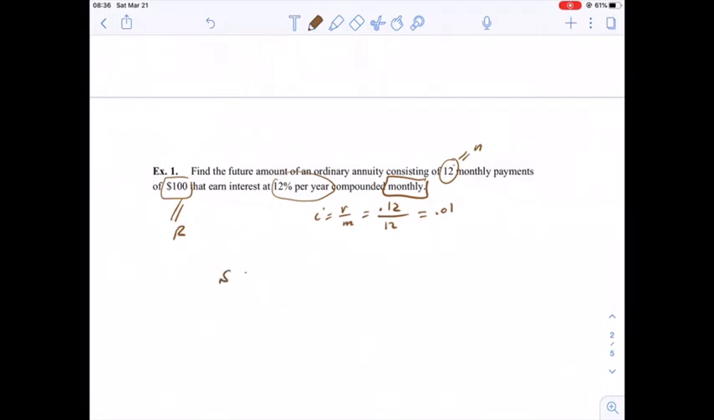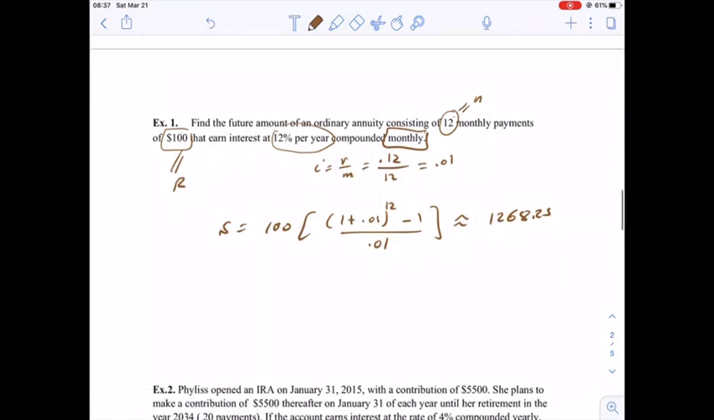Now we apply the formula. S is 100 times 1 plus I, where I is 0.01, raised to power N, minus 1, all divided by I, which is 0.01. Now using a calculator we get 1268.25. So, another example.